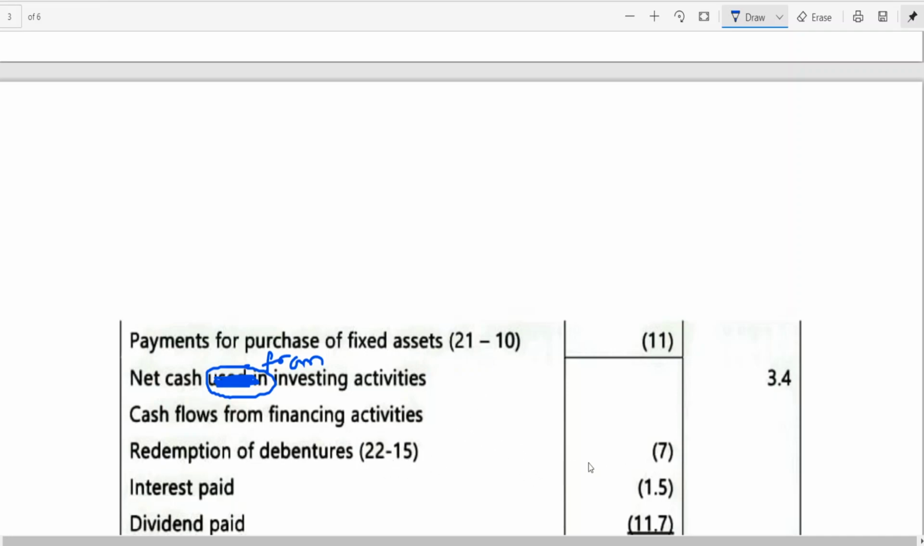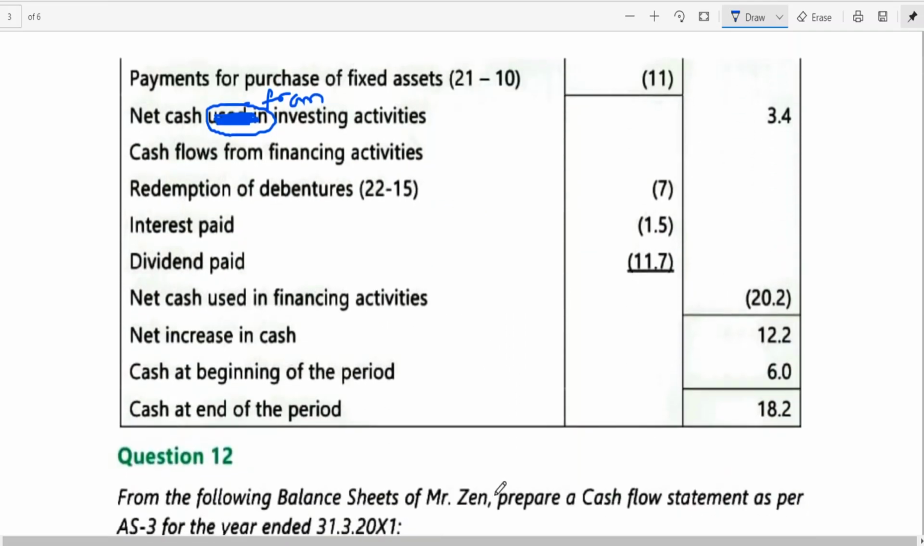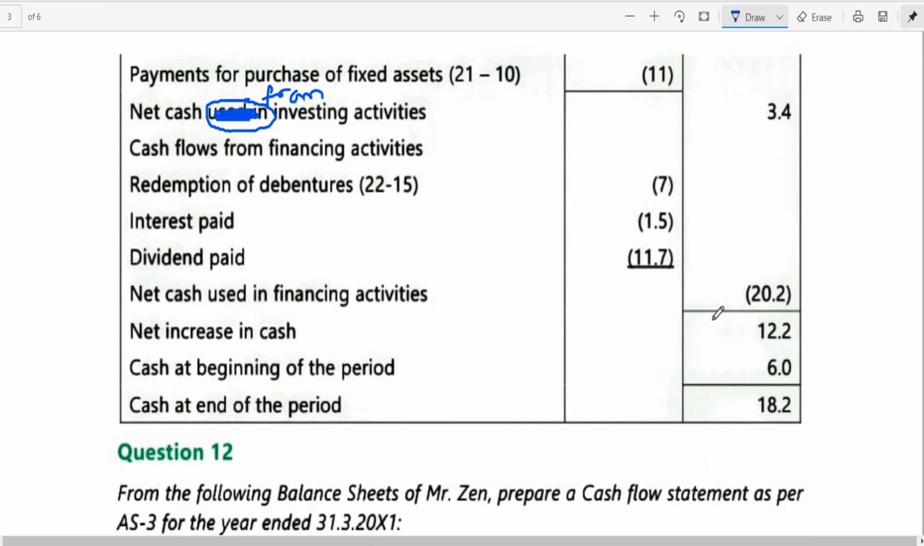In this, redemption of debentures, I have already told you 15 crores worth of debentures has been converted into equity shares. Then interest paid also has been given. Dividend paid including dividend distribution tax also has been given. Now here it is correct. Net cash used, because you are getting negative, no? All are payments, all are outflows. There is no inflow.